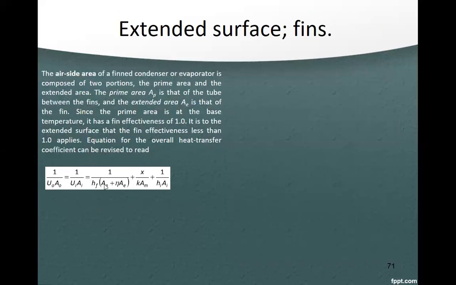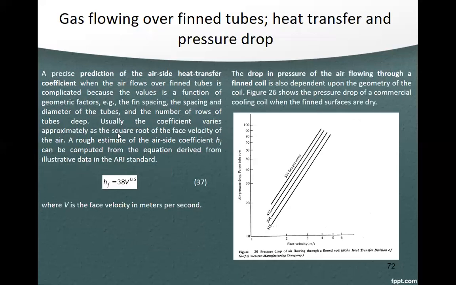Dito naman tayo, dito, pagkuhan yan. So, a rough estimate of the air side coefficient h_mf can be computed from the equation derived from illustrative data in the RA standard. h_mf is equal to 38 times V exponent 0.5, where V is the face velocity in meter per second. So, may unit itong velocity. Ang labas naman yan is watt per meter squared Kelvin. So, pag SI, convert na muna bago magamit yan.